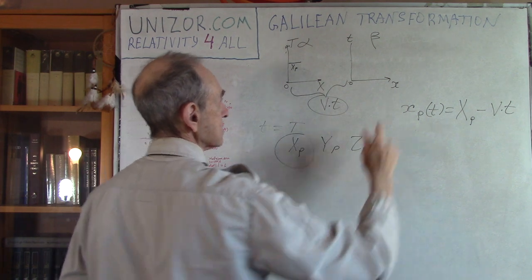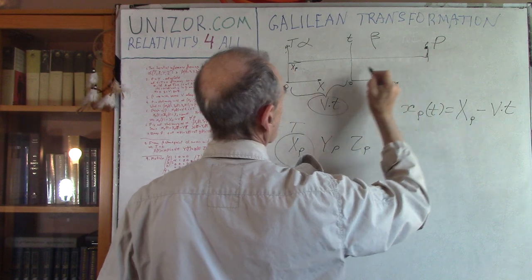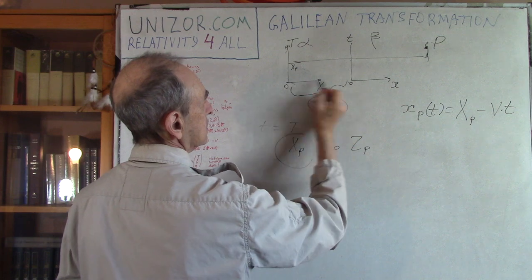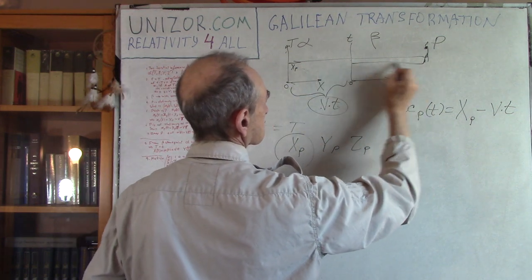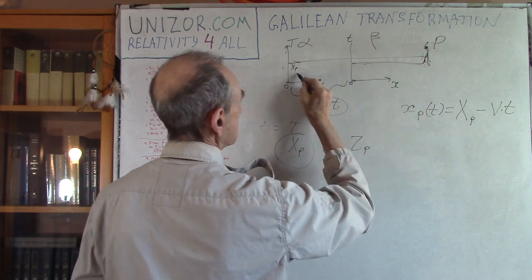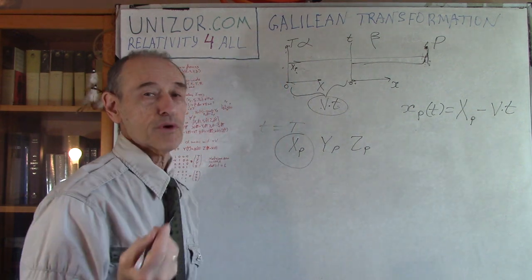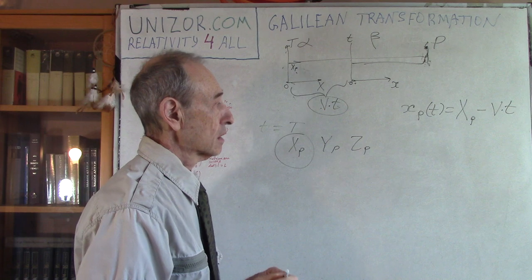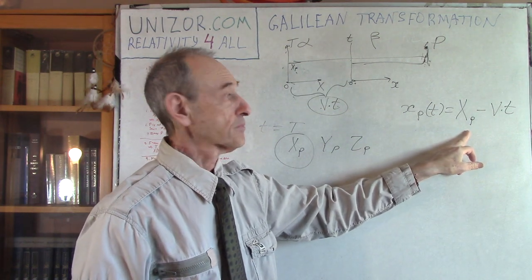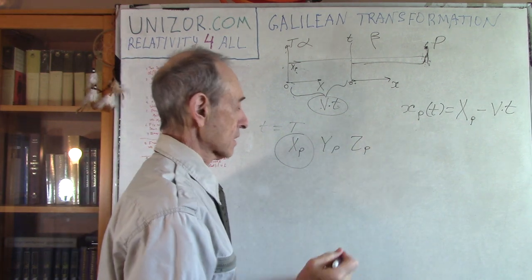Let's say P is somewhere here. Now this distance is xp, and this distance is v times t. So this distance, which is the x coordinate of point p in this system, would be again xp minus v times t. So this is the transformation of coordinates. It used to be xp, which is stationary, doesn't change with the time, but this one is changing with the time. Okay. Now, what other coordinates are changing?